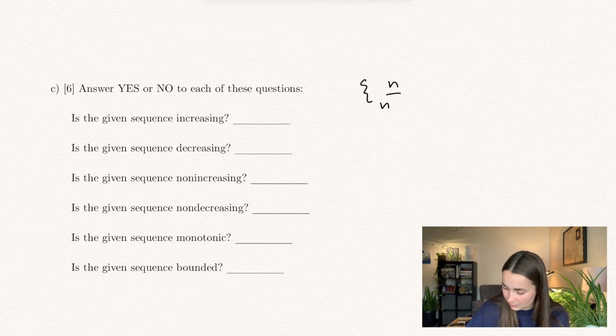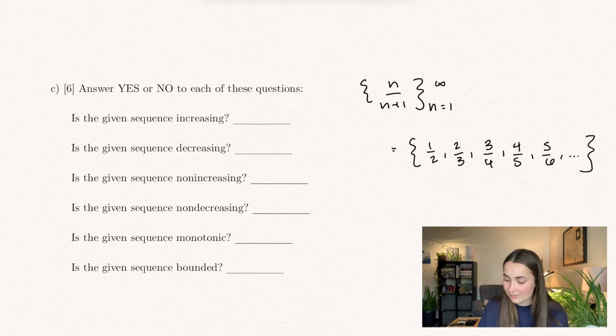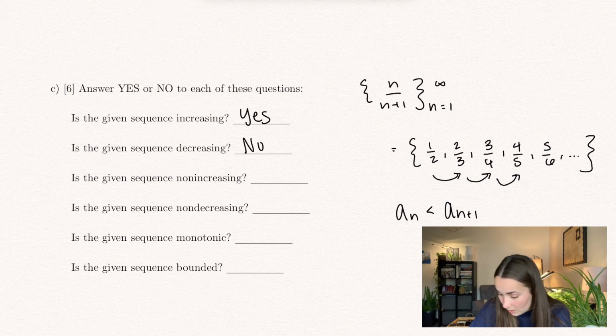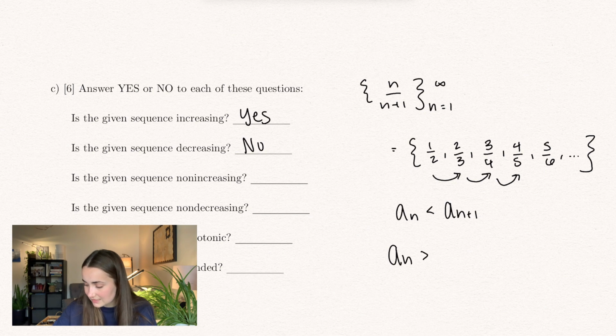Okay, we're going to answer yes and no to the questions. I'm going to rewrite our sequence. So is the given sequence increasing? For it to be increasing, every term has to be strictly less than the following term, which you can see that all of these terms are going to be. So this is going to be yes. Is it decreasing? Well, it's increasing, so no. To be decreasing, we would need a sub n strictly bigger than each following term.